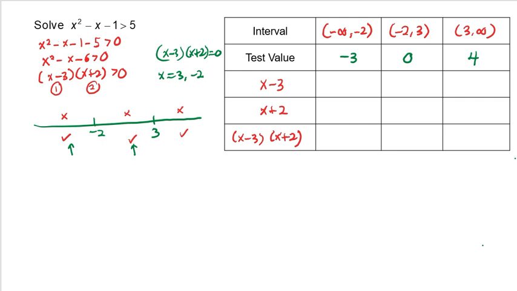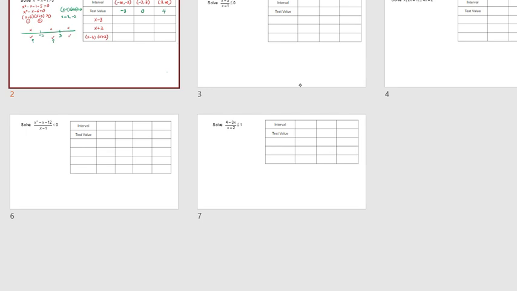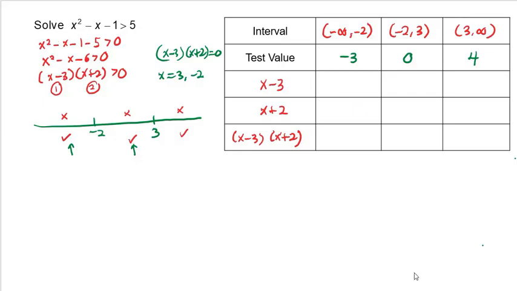Now we are going to substitute the test values into each factor. For the first factor, if we substitute negative 3 we get a negative number, with 0 we get negative, and with 4 we get positive. For the second factor, if you substitute negative 3 you get a negative number, with 0 you get positive, and with 4 you get positive.